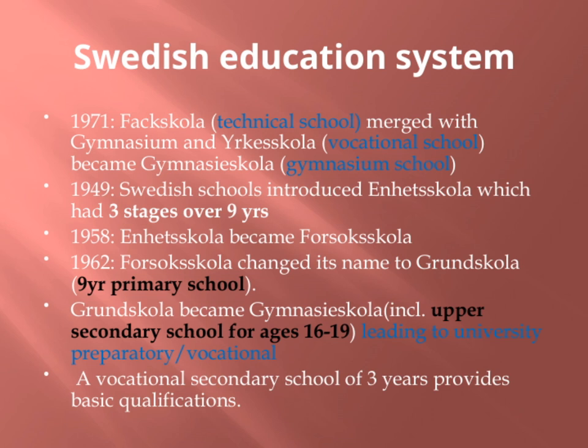16 to 19. This stage is crucial because it prepares students either for university or vocational careers. It's also important to note that a vocational secondary school offers a 3-year program that provides students with basic qualifications needed for specific trades or professions. Overall, these changes reflect Sweden's ongoing efforts to create a more cohesive and flexible education system, accommodating both academic and vocational pathways to better serve students' diverse needs.